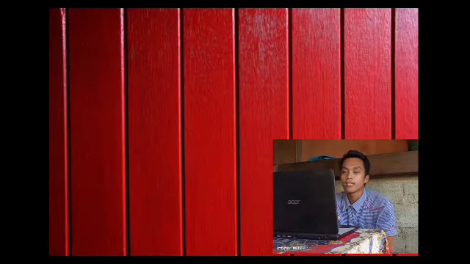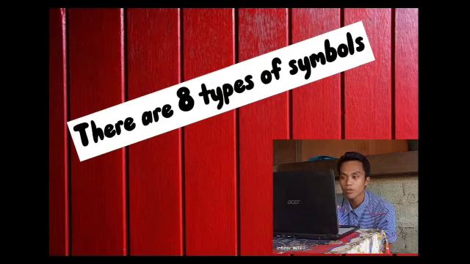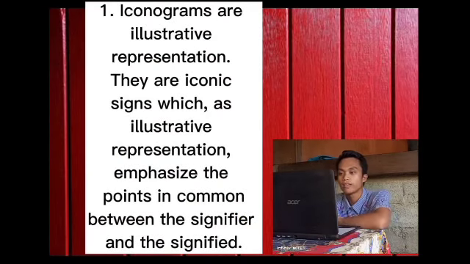So diri na types of symbols. There are 8 types of symbols. Number 1, iconograms are illustrated representation. They are iconic signs which, as illustrative representation, emphasize the points in common between the signifier and the signified.